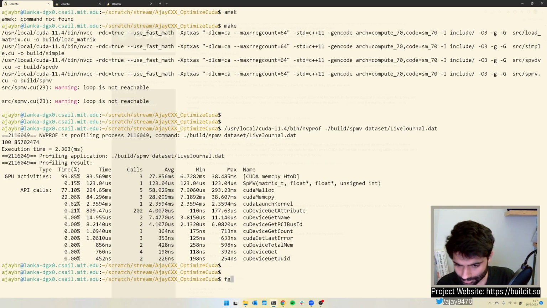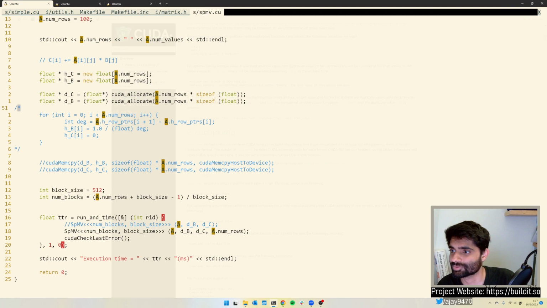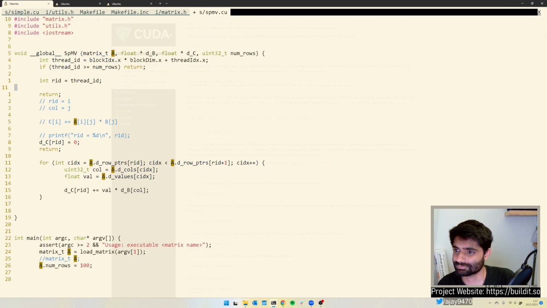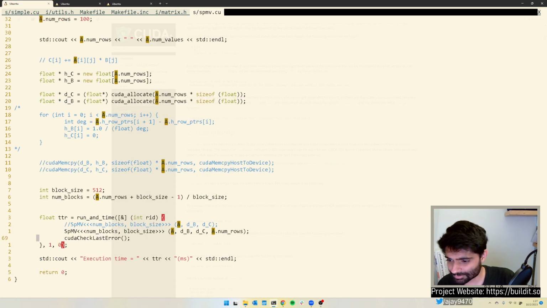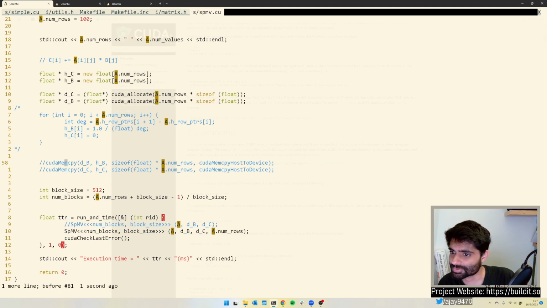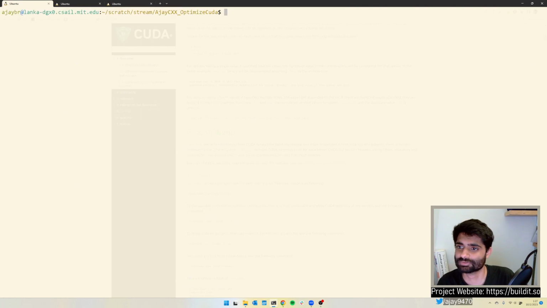Okay, yes. I think there is something wrong with my CUDA version. I don't know what, but I think it's an issue with the profiler. I don't think it's an issue with the code itself. Let's keep it this way. Let's try it this way.